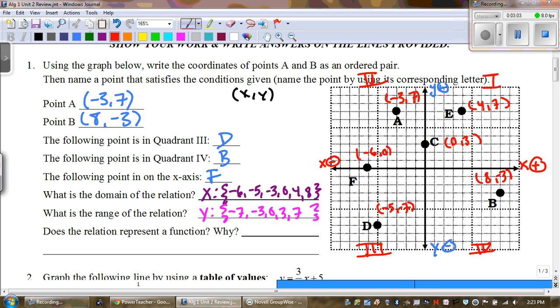It says, does this relation represent a function? Well, does it? The answer? Yeah, it does. And the reason why is because it passes the vertical line test. When you draw a vertical line, there are no points on top of each other, okay? Every single one you draw, it passes.